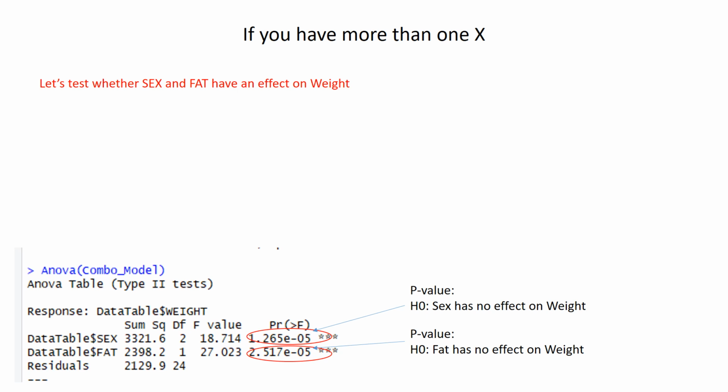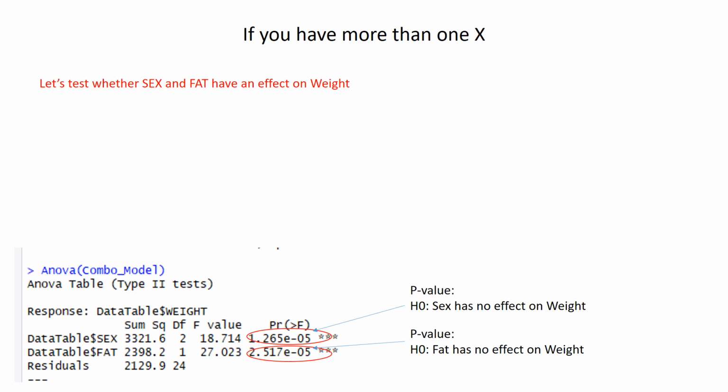The next thing is we want to test whether sex and fat have an effect on weight. And so again, we can run the ANOVA function, so ANOVA and then the name of the model. And here we get two p-values. The one p-value is for sex and the other p-value is for fat. And remember, each p-value has a probability associated with it. In this case, the first null hypothesis is that sex has no effect on weight. And for the second, the null hypothesis is that fat has no effect on weight.